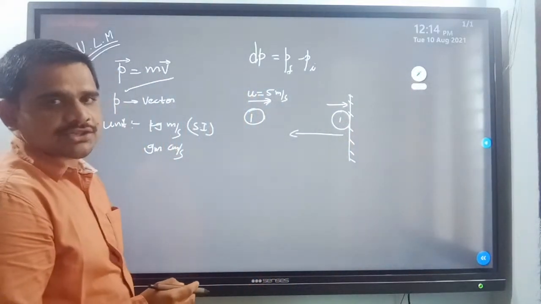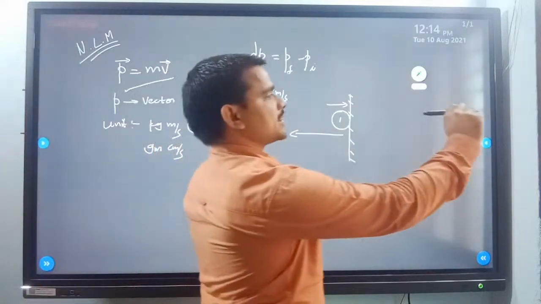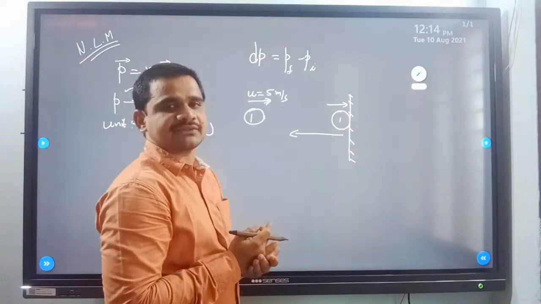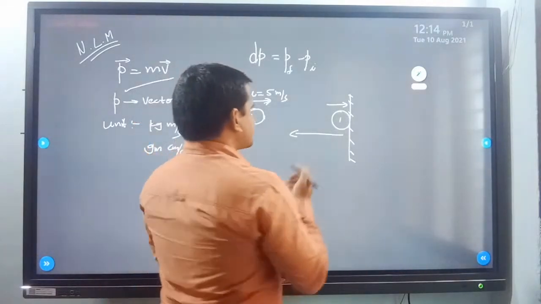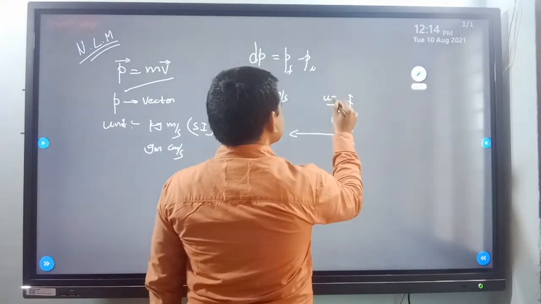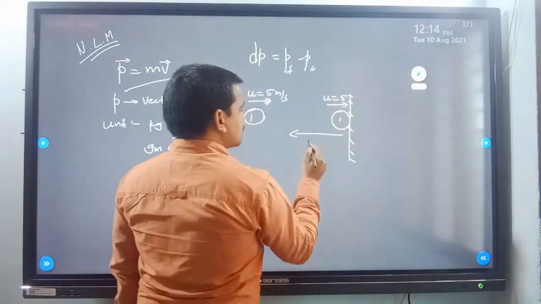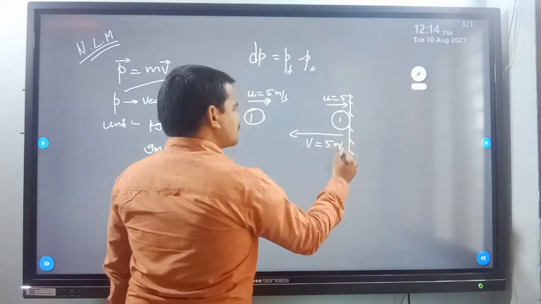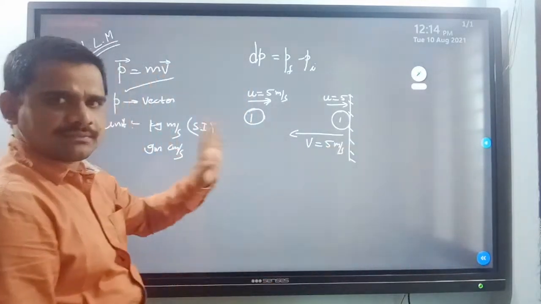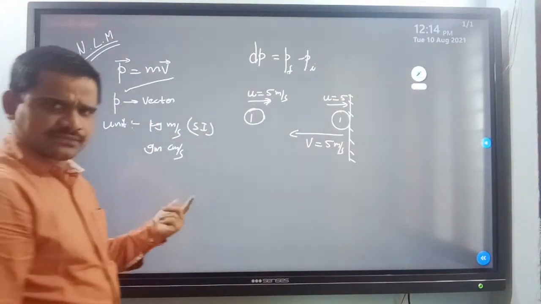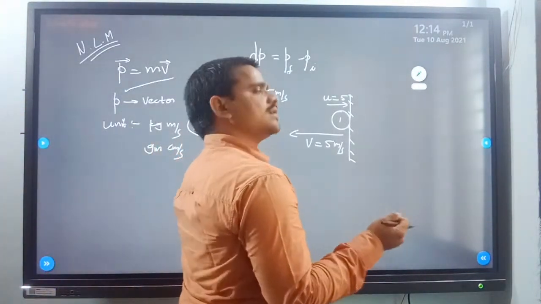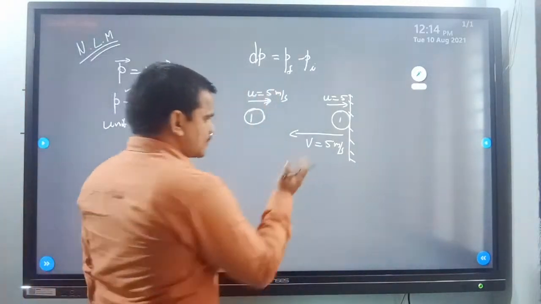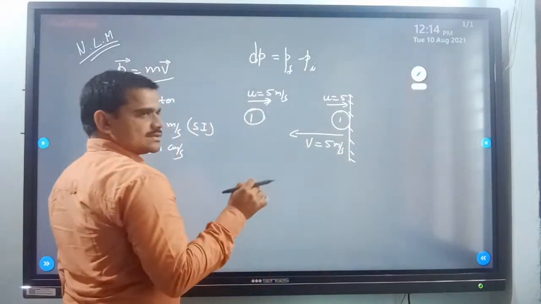A ball you throw onto the wall will rebound with the same speed. It comes back with the same speed. So the initial hitting speed is 5, and after hitting the wall, the speed is also 5. Take it as the same speed, or a different speed, no problem for us. First we'll take it as the same speed.